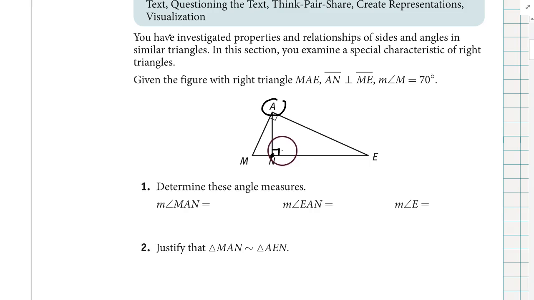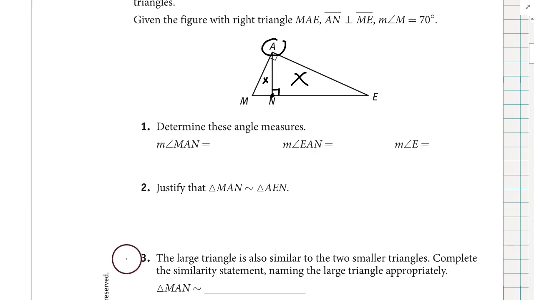The right triangle altitude theorem says that these two new triangles, this small one here and this larger one over here, are similar to each other, and they're similar to the original right triangle. So let's skip down to question 3 and finish this similarity statement. Triangle MAN, that's the small right triangle, is similar to what other triangle? So we could first say triangle AEN.